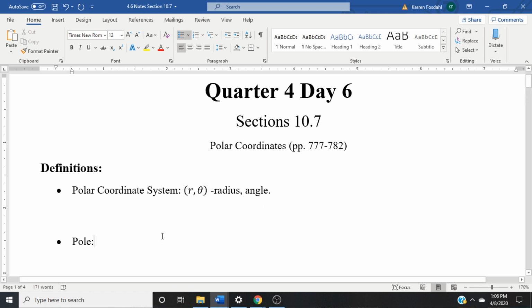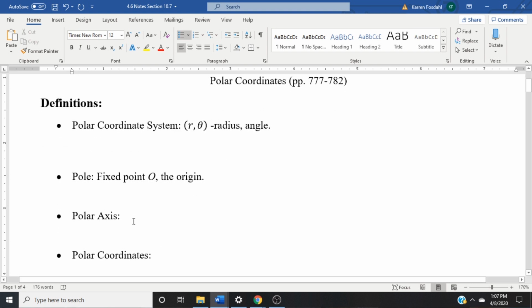Okay, so the coordinate system has a fixed point. This is a fixed point O, which is also the origin. So we need to know that there's a fixed pole, which is our origin. Kind of think of a pole like you stick a needle through it, and you can spin everything else, but that needle, that point won't move. Such as the North Pole and South Pole.